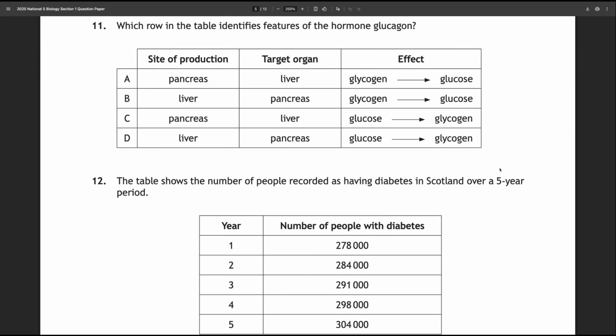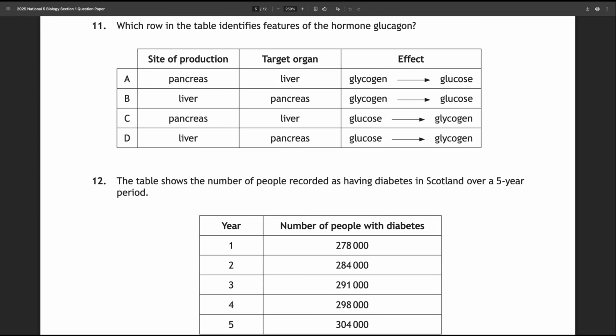Okay, number 11. It says, which row in the table identifies features of the hormone glucagon? So the old rhyme that I teach my classes is, when the glucose has gone, release glucagon, which basically means the glucose has gone, i.e. the glucose levels have fallen. Okay, so glucagon is released by, the site of production is the pancreas. The target organ, the place where it has an effect, is the liver. Okay, so that means we're looking at either A or C based on that.